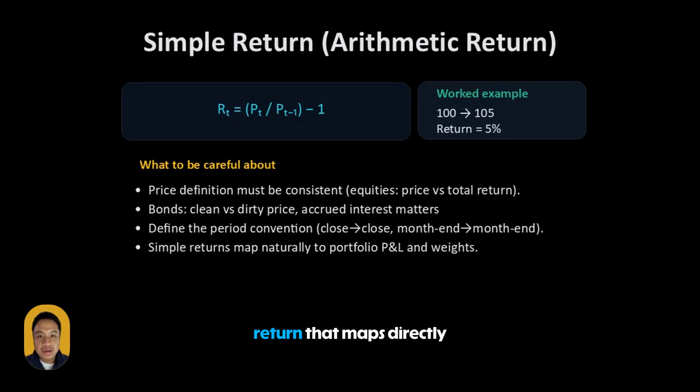Let's start with a return that maps directly to money. The simple return. Simple return for one period: if price goes from 100 to 105, you made 5%. If it goes from 100 to 95, you lost 5%. Why do simple returns matter? They correspond to actual P&L and portfolio accounting. Portfolio return with weights uses simple returns naturally.